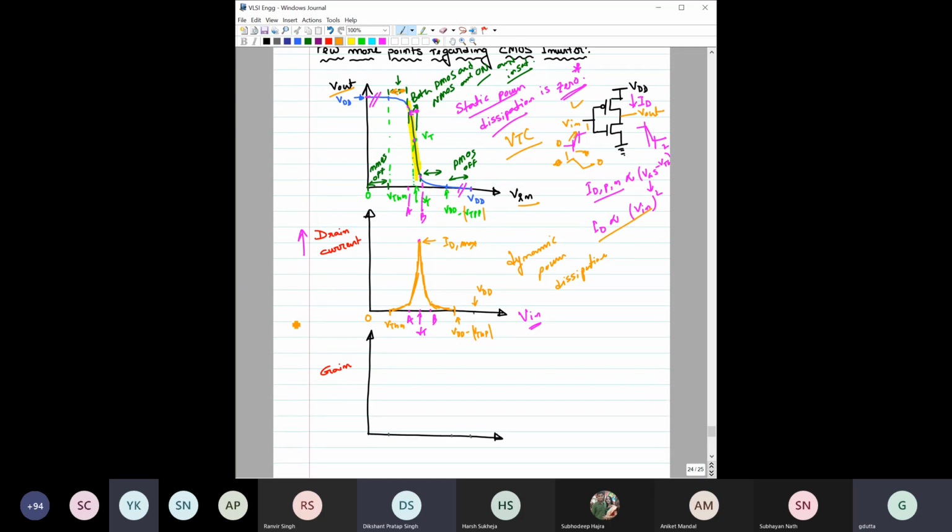Right. So in the same context, let us also discuss what would be the gain. What would be the gain plot if I again plot it, like gain versus Vin? Any guess? Any comment?